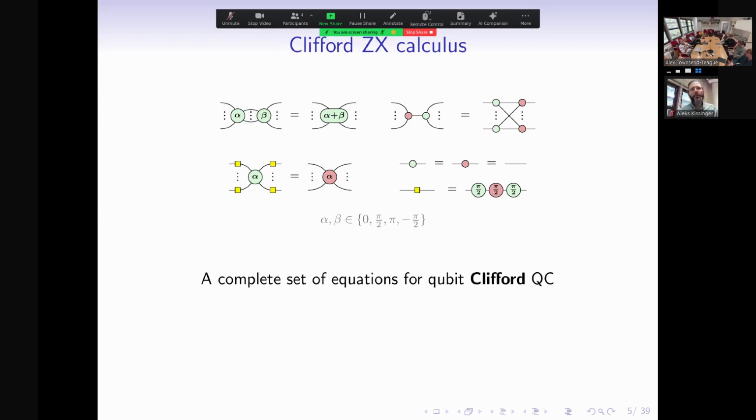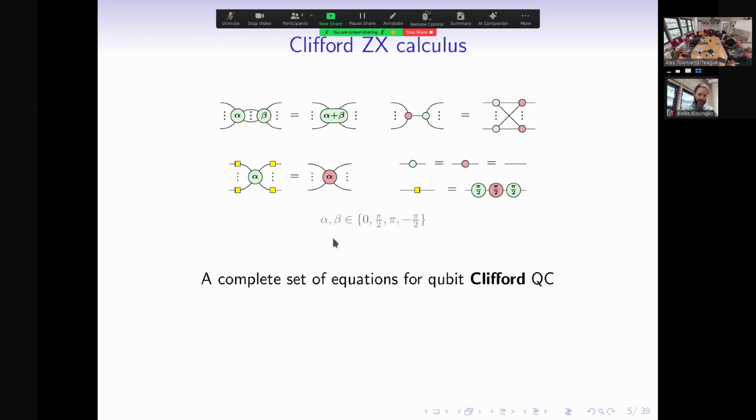So one thing we can do to look at efficient problems in ZX land is focus on fragments of ZX diagrams. So we look at subsets of ZX diagrams where we know we have efficient algorithms. And one of the easiest ways to limit the set of diagrams is to restrict the parameters that we're going to allow on these nodes.